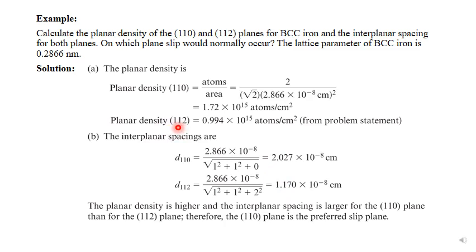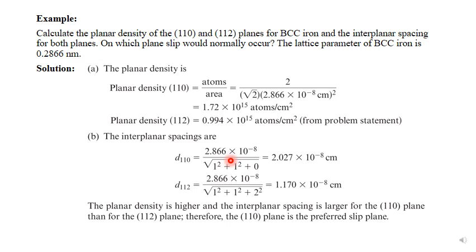In the same way, we can calculate the planar density for 112 plane, and it's here. The planar density of 110 is higher than the planar density of 112, and this gives us an indicator that slip would occur easily on this plane, on 110 plane. But we need to double check our results.